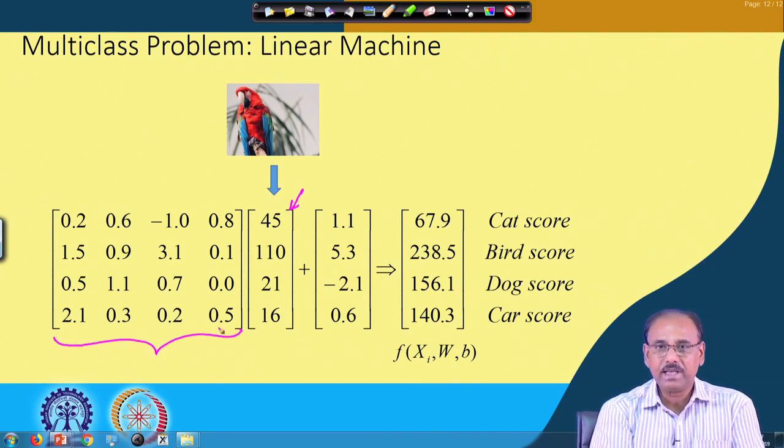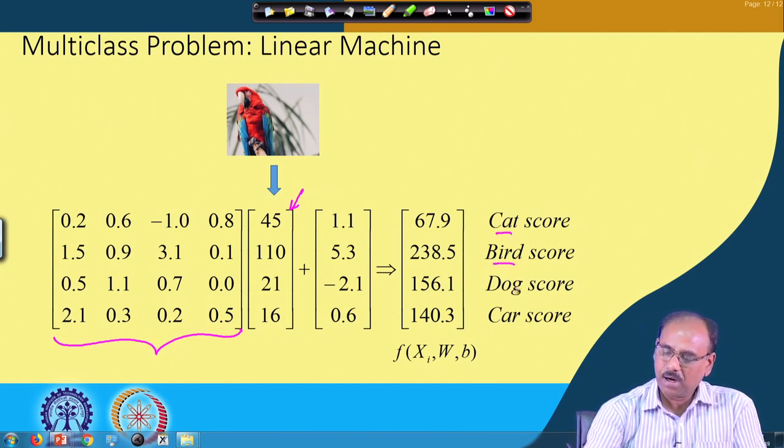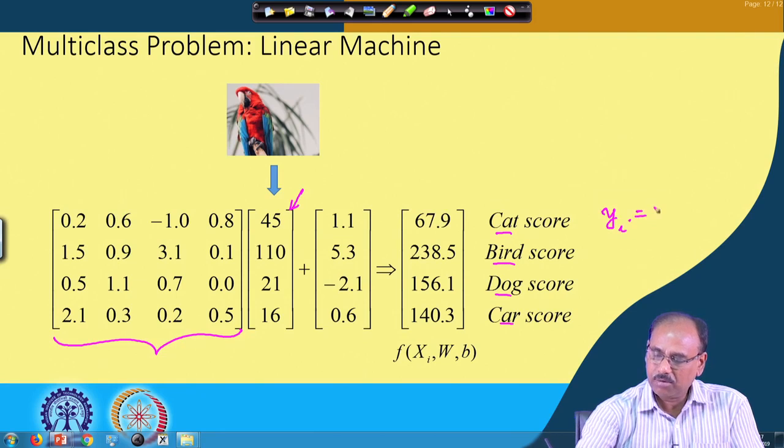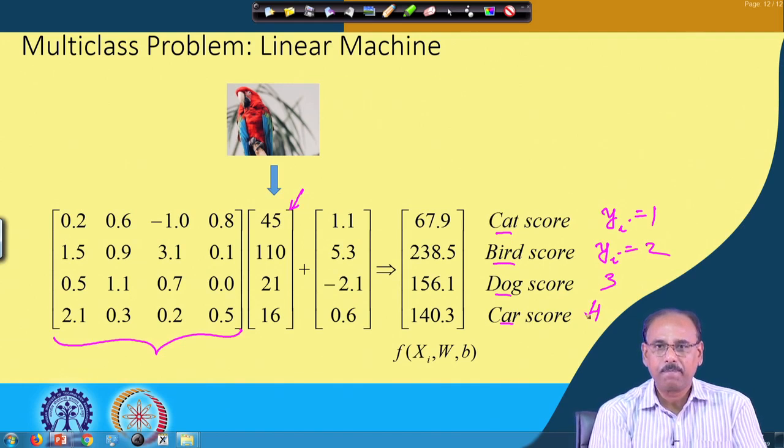machine, the linear machine takes care of 4 different categories. The categories are cat, bird, dog and car. So, in this case, cat is the first category, bird is the second category, dog is the third category and car is the fourth category. So, for cat, yi will be equal to 1, for bird yi will be taken as 2, for dog it will be taken as 3 and for car it will be taken as 4, which are the indices to all these different categories.